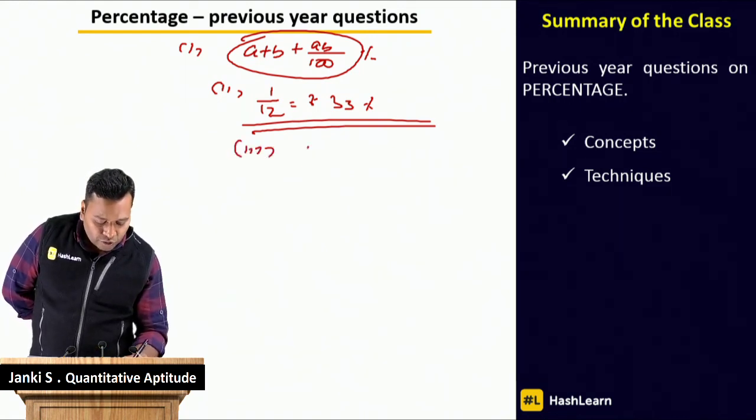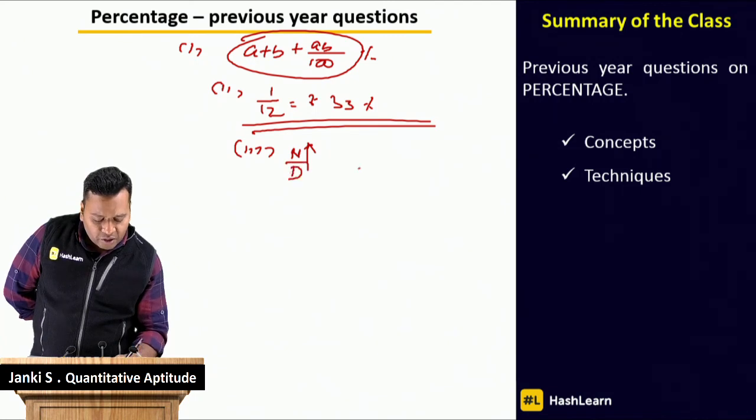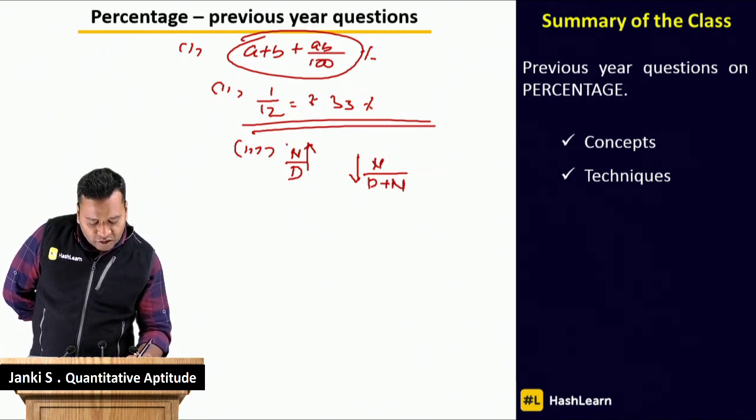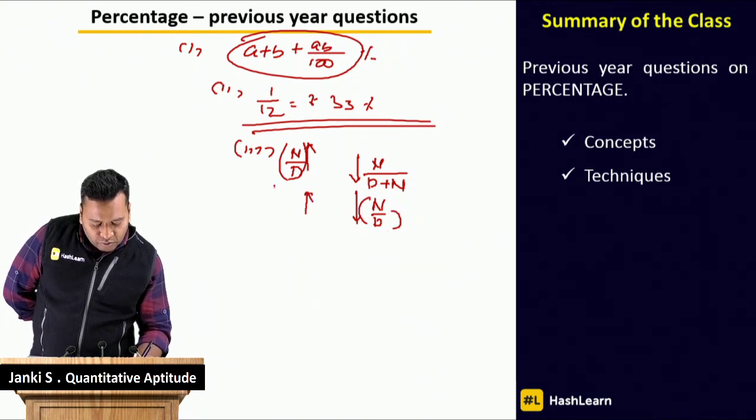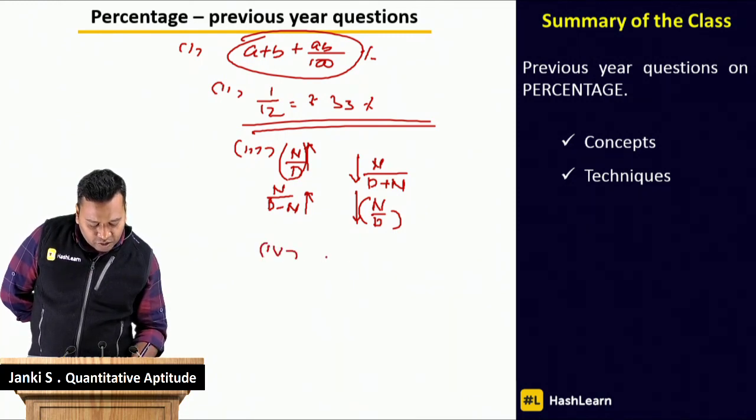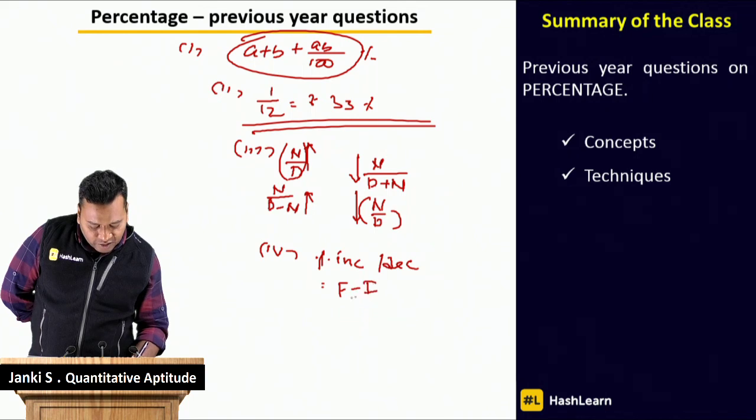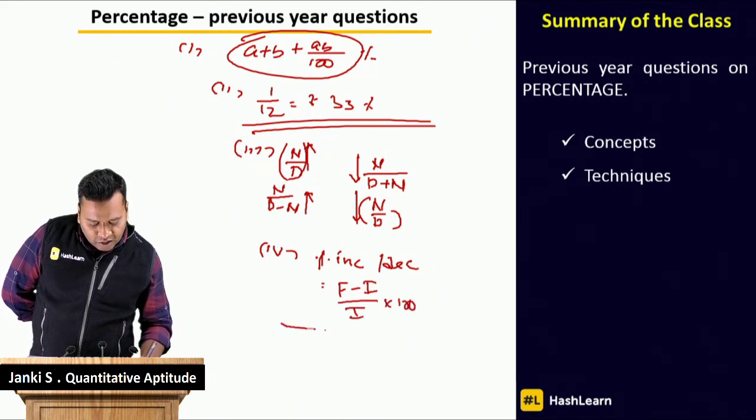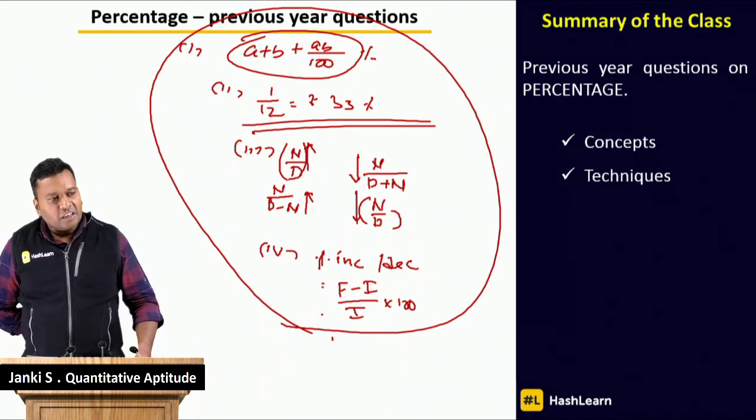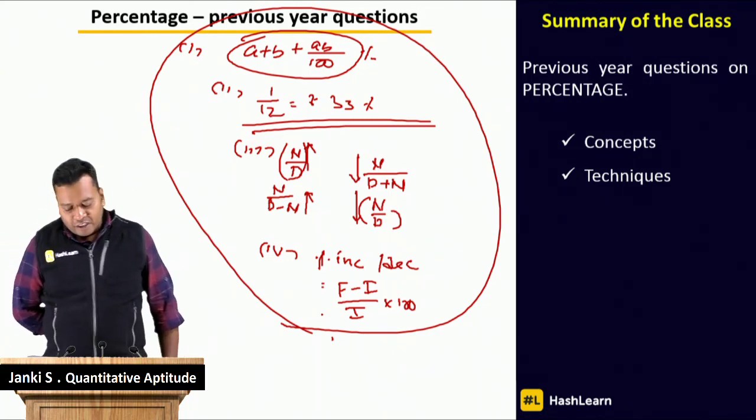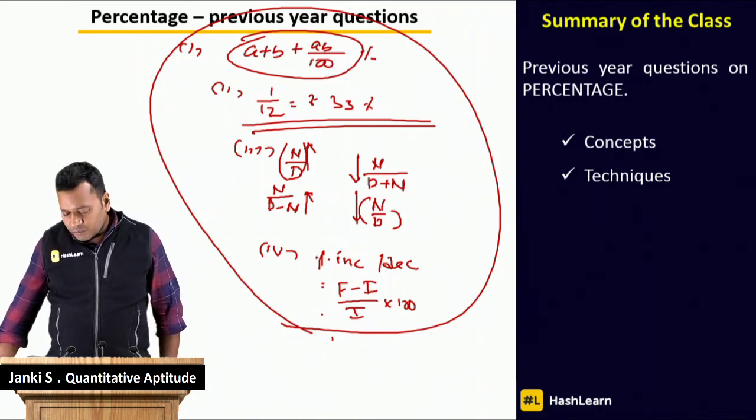The third one, the most important one: if the increment is given in terms of numerator by denominator, my reduction should always be numerator divided by denominator plus numerator. Same way, if the reduction is given in terms of numerator by denominator, my increment should always be numerator divided by denominator minus numerator, right? Fourth is the percentage increase or decrease format: final minus initial divided by initial into 100. These are the only few things you need to keep in mind in the case of percentage. If you know these parts, it's very easy for you to work on the questions.